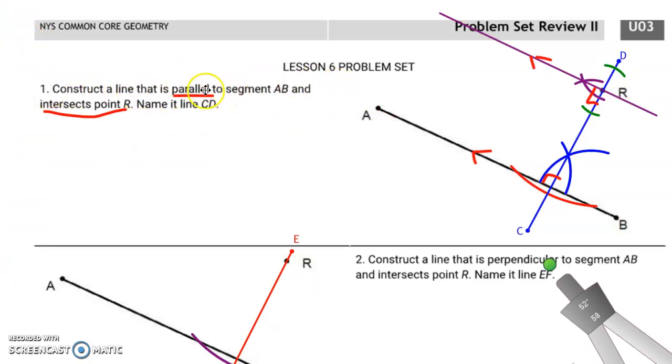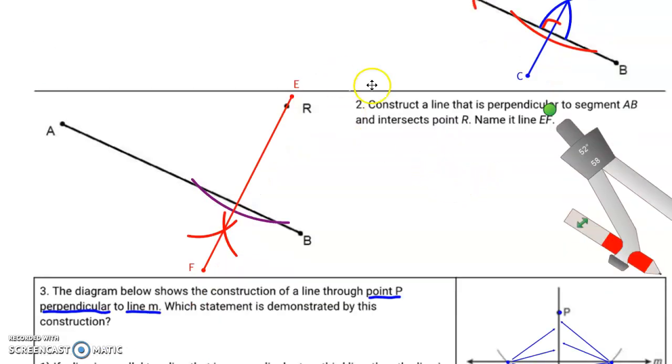For question number 1, it asks us to make a line that's parallel to AB and intersects point R. First, I make a perpendicular line through point R, and then I make another perpendicular line. That means this angle is 90 and this angle is 90, which means that these two lines must be parallel to each other. For this question, it was much simpler. All I needed to do was make a line segment that was perpendicular to the given line segment.